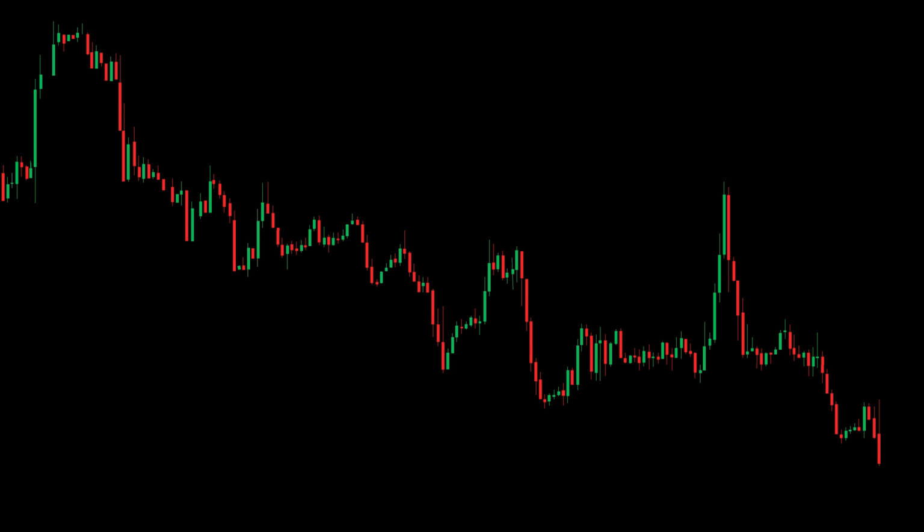We have Euro-Dollar 1 hour time frame here. As you can see, price changed its direction to the downside after the creation of this change of character. Here we have a break of structure, where price closed below the recent lower low. Again here we have another break of structure. So guys, we are pretty sure now that the market is bearish.